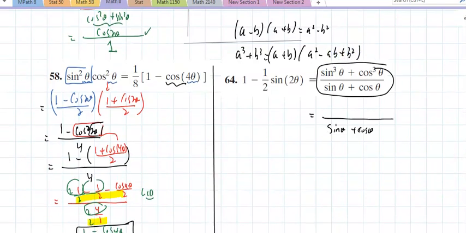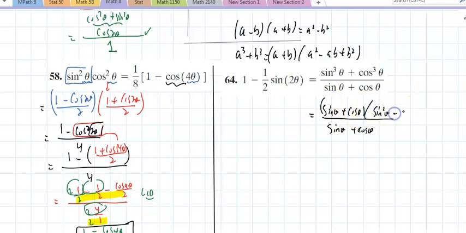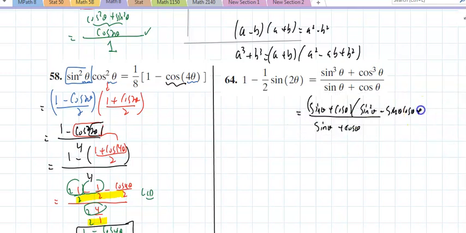So if I apply that on the top, which is sine cubed plus cosine cubed, that will be sine plus cosine into the first squared minus the product of the two plus the last squared, and a couple of things I noticed really quick.